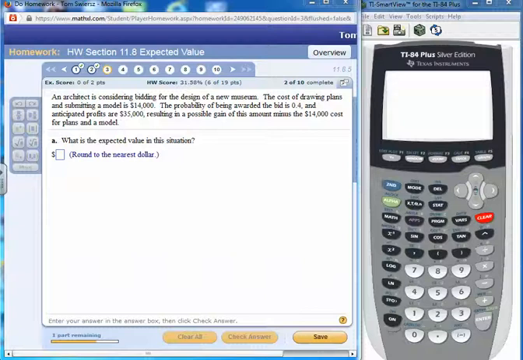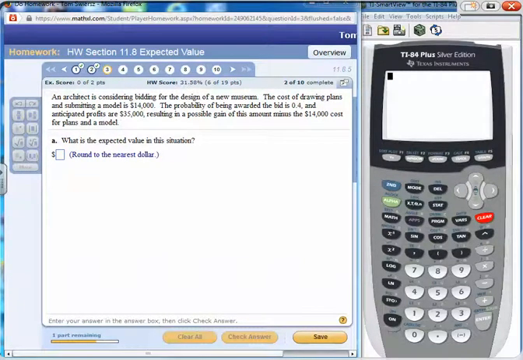Okay, now, the expected value is each outcome times its probability. Now, we can also do them in a list in the calculator. But let's go ahead and do it in the list in the calculator, and L1 are the values, and L2 are the probabilities. Now, one of the things that can occur is that they are awarded the bid.